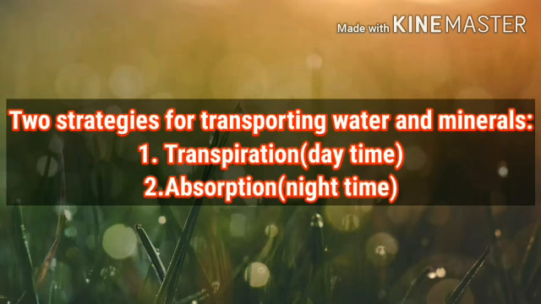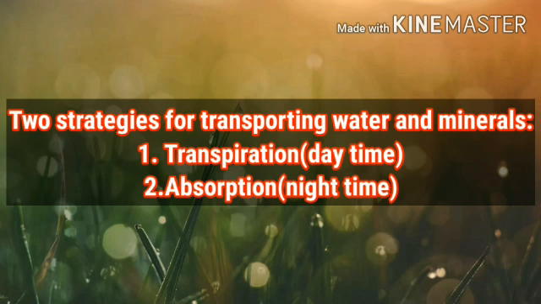There are two strategies for transporting water and minerals. First, transpiration: the loss of water in the form of vapor from the aerial parts of the plant. Evaporation of water molecules from the cells of a leaf creates a suction which pulls water from the xylem cells of roots. As a result, water from the soil moves into the xylem of roots, and then from roots water moves to the upward part of the plant. It helps in the temperature regulation of the plant.